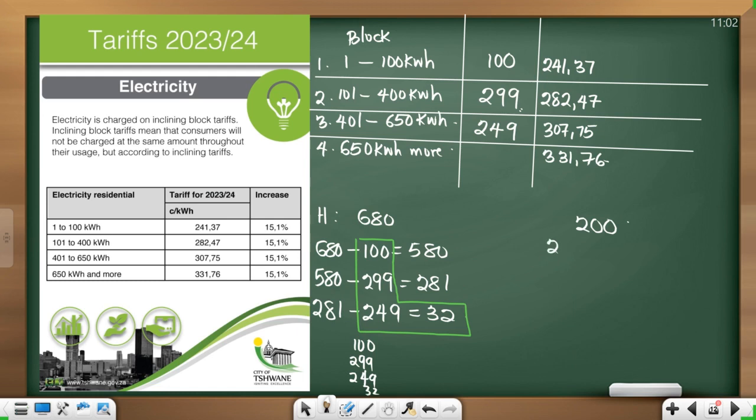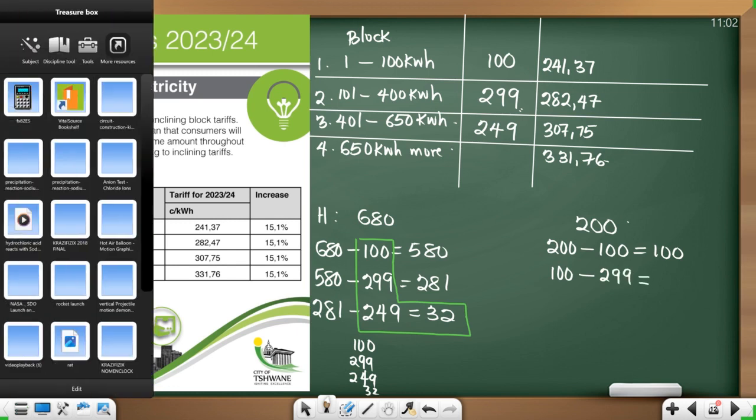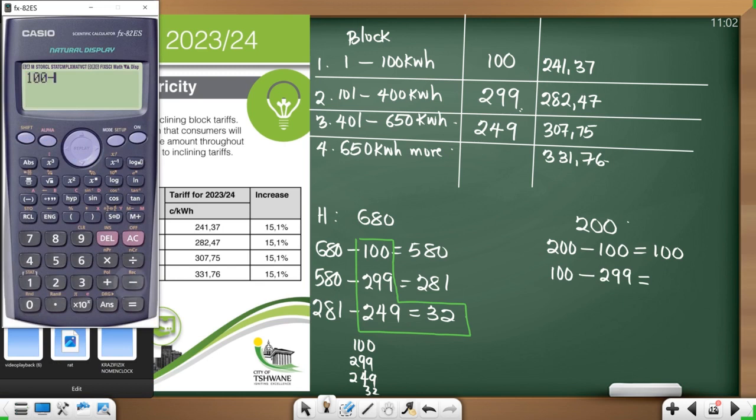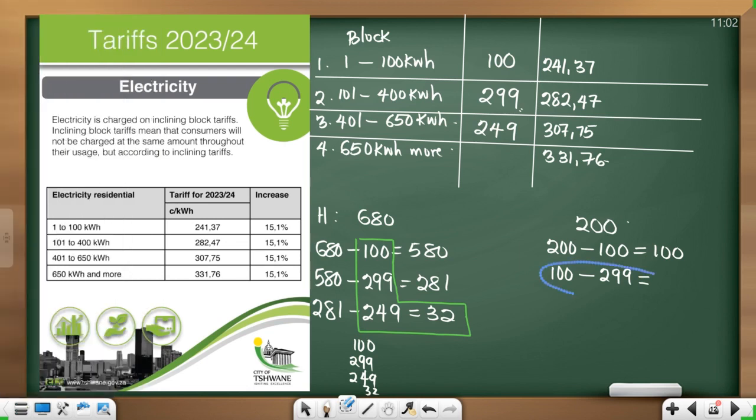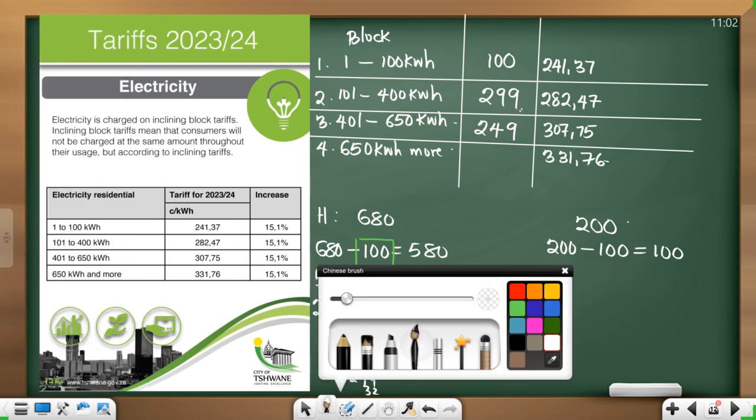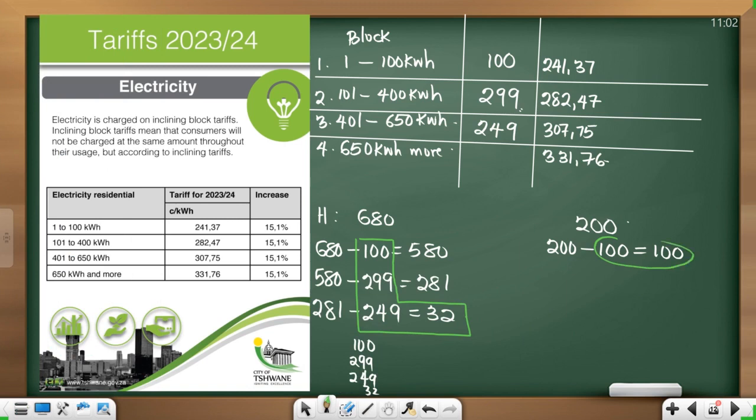What about the 200? 200 minus 100 would give me 100. Now 100 minus 299. Let's check, just in case you can't see which one is bigger. I'm getting a negative. What do I do? Clean it. What's my answer? That actually makes a lot of sense to me.